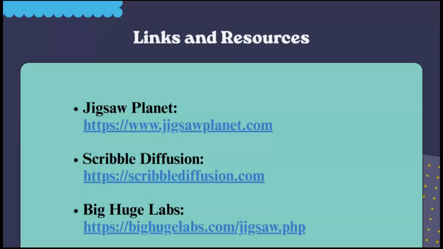But Big Huge Labs AI tool is here to help as well. So while setting up your resources, you could print out that very same puzzle for them to use hands on. So you could try Jigsaw Planet for a carnival theme, Scribble Diffusion for my family drawing, or Big Huge Labs for a printed healthy eating puzzle.